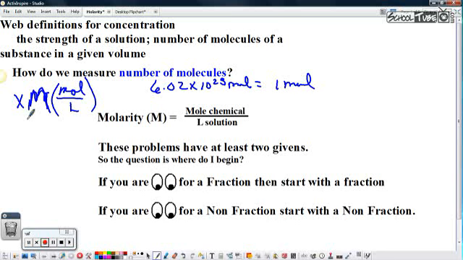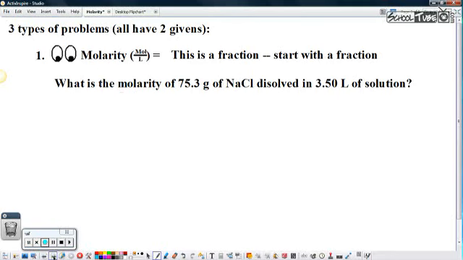So if you are looking for a fraction, then start with a fraction. So if I'm looking for molarity, that's a fraction. I take my two givens and I make them into a fraction. Okay? I'm going to demonstrate some of these examples in a minute. If you are looking for a non-fraction, then start with a non-fraction. All right. Three types of problems. All the problems have two givens.